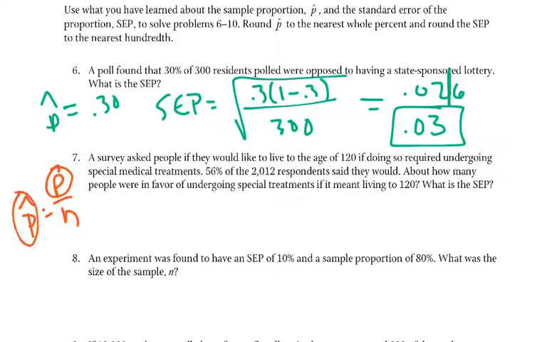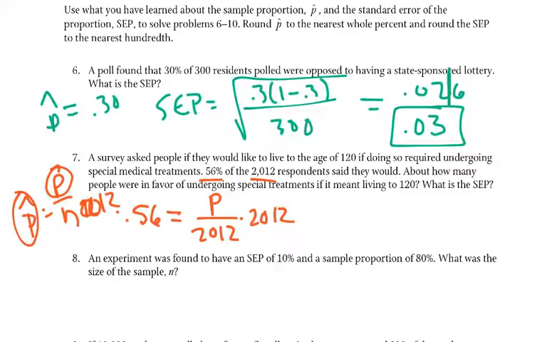Well, we know p hat is 56%, or 0.56. We know the total number is 2012. We're looking for just the number of people. So we times by 2012. So 0.56 times 2012, which gives us about 1126.7. So we would need to round that up to 1127 because we can't have 0.7 of a person. So 1,127 people said yes, they would do that.